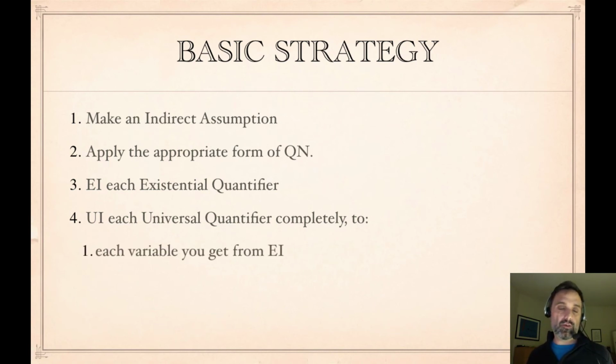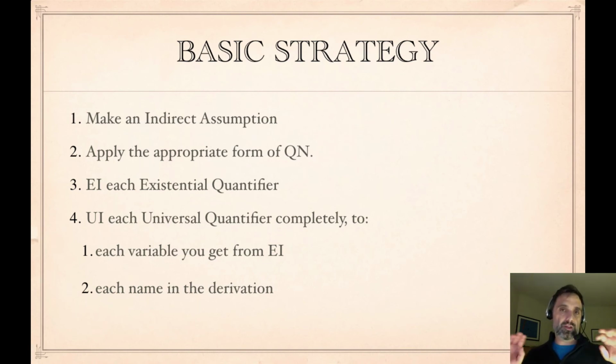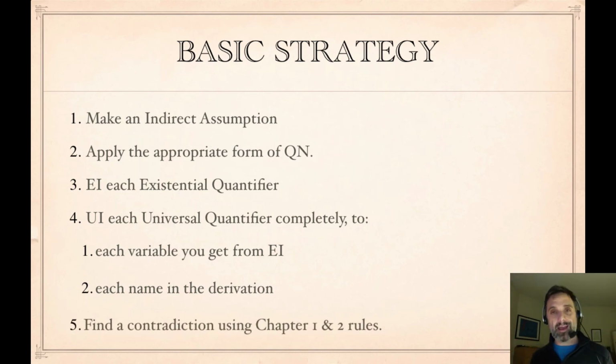So if you have a universal quantifier and you did EI to a variable, then you'll do UI to that variable. If you did EI to two variables, then with your one universal quantifier, you'll UI to each of those two variables. And if there are names that show up in the derivation, then you also UI to them. So you may apply UI to a given line a bunch of times. But the first thing you do is the indirect assumption and QN, and then you do this EI UI thing. And then once you're done with that, you'll find a contradiction with what you've got.